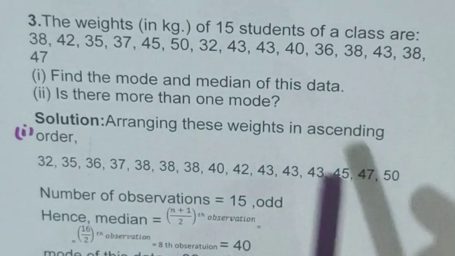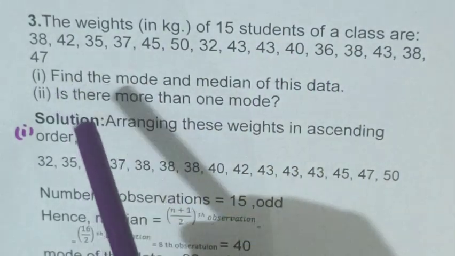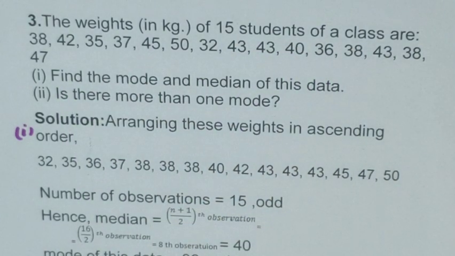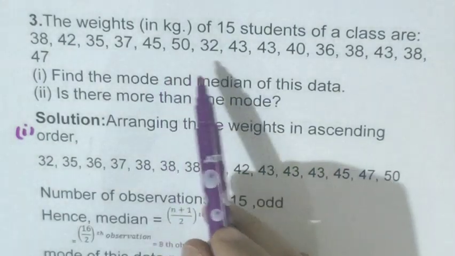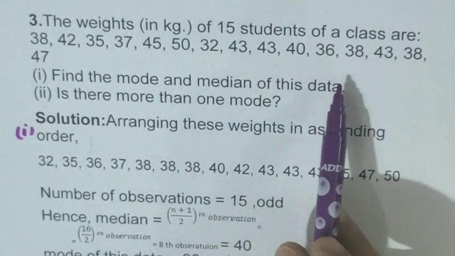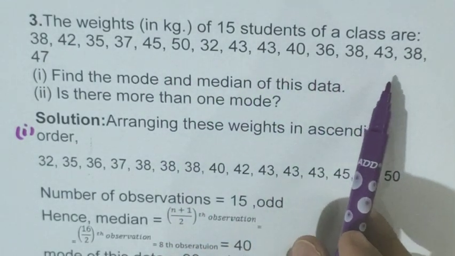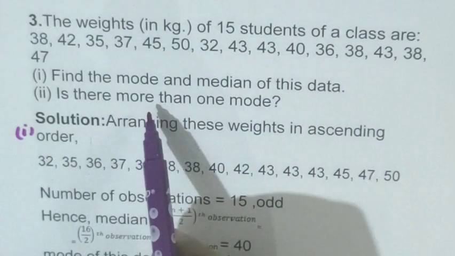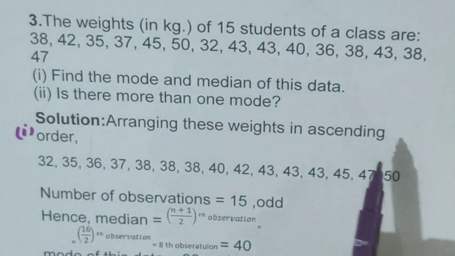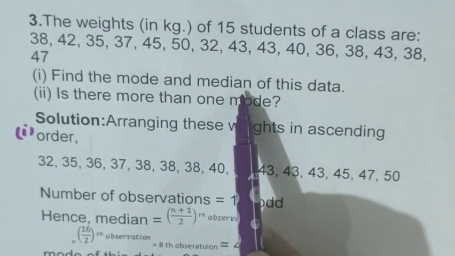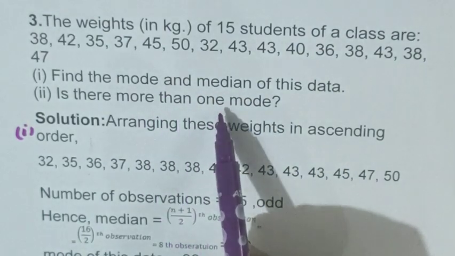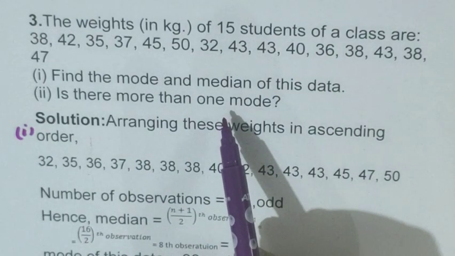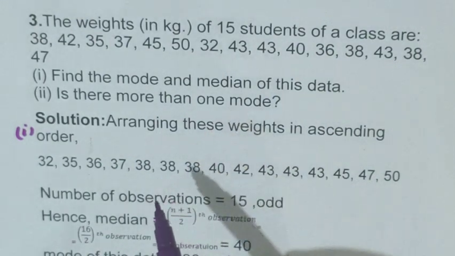Next question. The weights of 15 students of a class are 38, 42, 35, 37, 45, 50, 32, 43, 43, 40, 36, 38, 43, 38, 47. Find the mode and median. Is there more than one mode? These are the sub questions. Mode as well as median we should calculate, and also check whether more than one mode is there or not. Now I'm going for the solution.